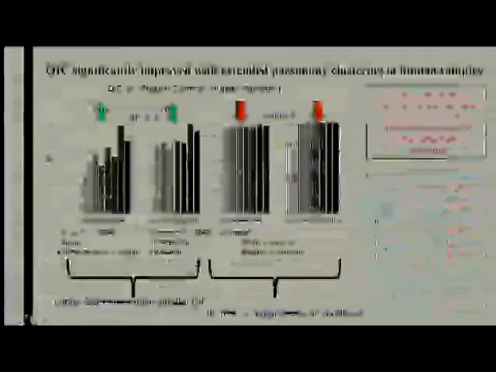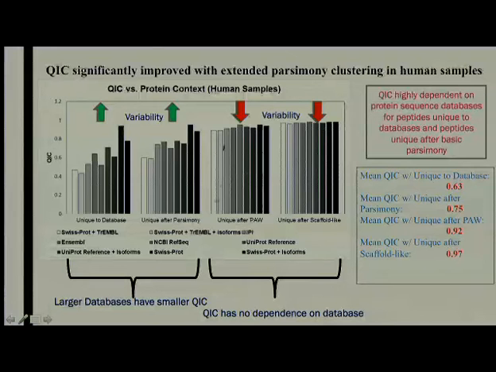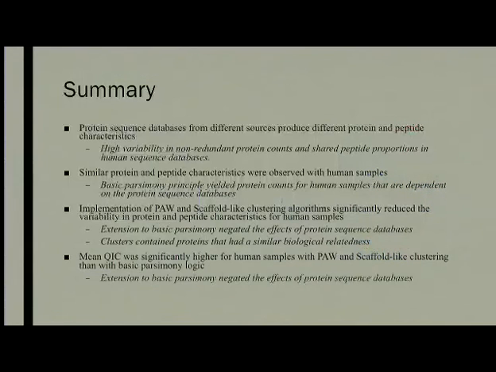However, when we implemented the extended parsimony clustering, it negated the effects of the protein sequence databases. There are also much higher QIC values across all databases. So what we have here is the unique peptides after the clustering algorithm and unique peptides after the Scaffold algorithm. And if you notice, the mean QIC after the extended parsimony clustering was right around the 0.90s, the basic parsimony logic is about 0.75, and the ones that are unique to protein database is only about 0.63.